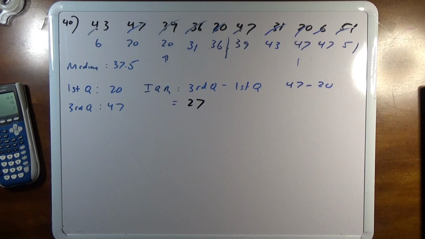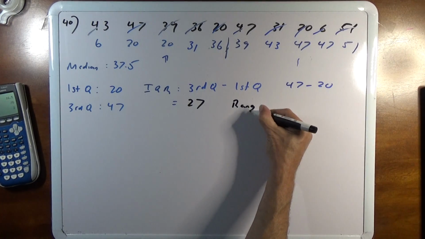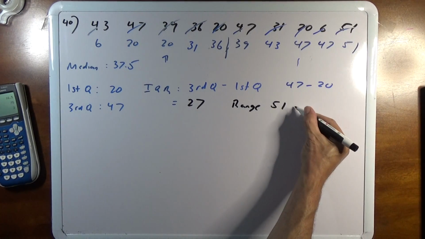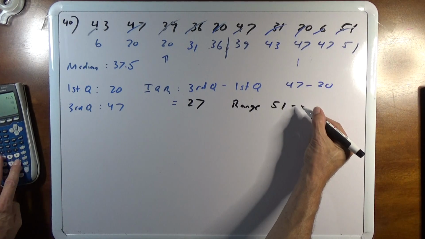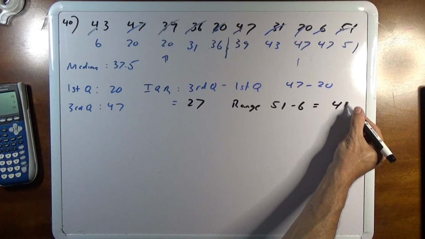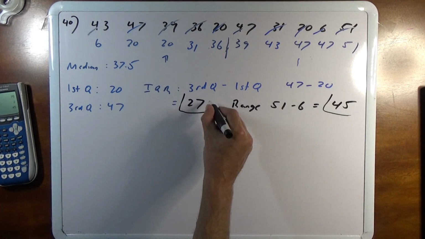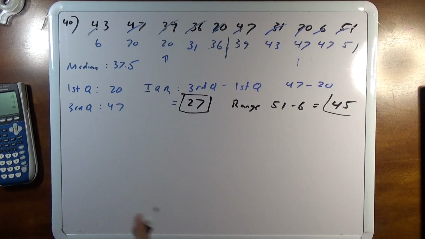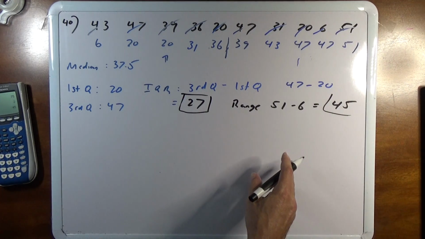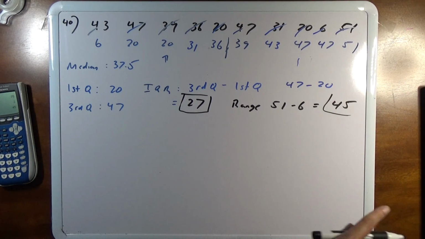Does it want the range? Oh, find the range and the IQR. So the range is the highest number minus the lowest number. So our range is 45. Our IQR is 27. The IQR is a measure of spread of the data. The range will always be higher than the IQR unless your data set is just the same number over and over again.